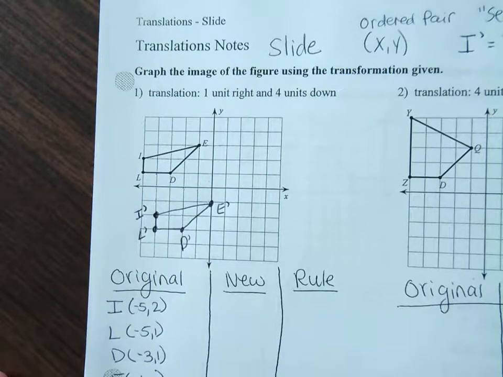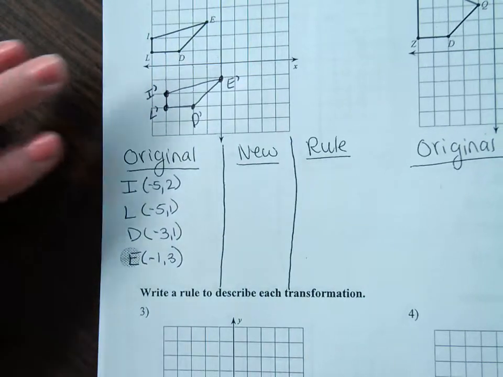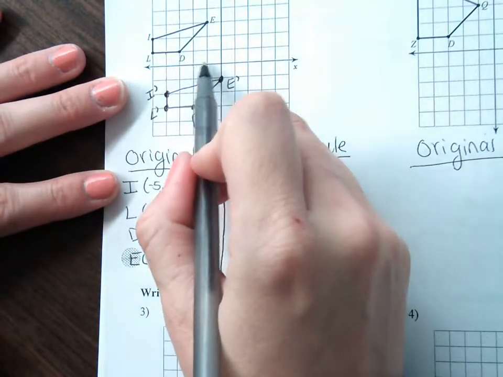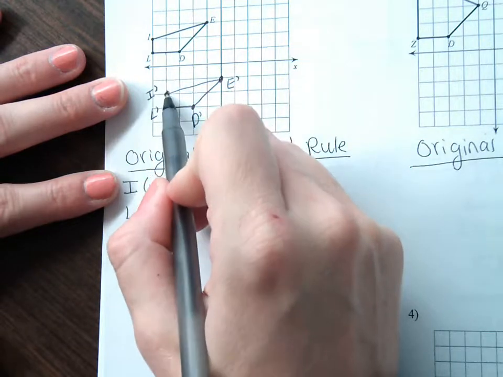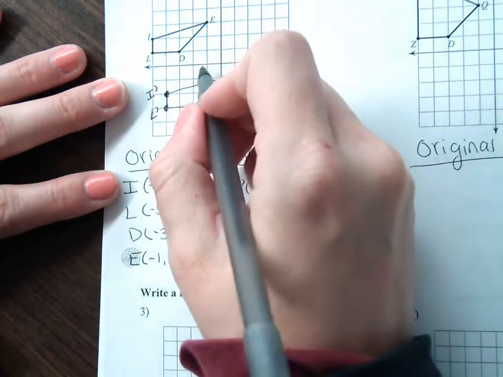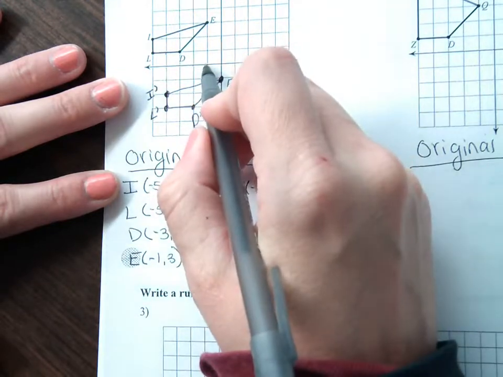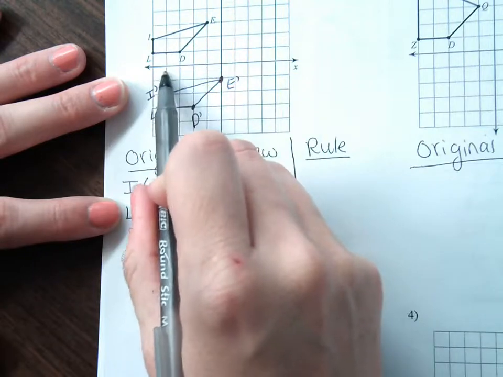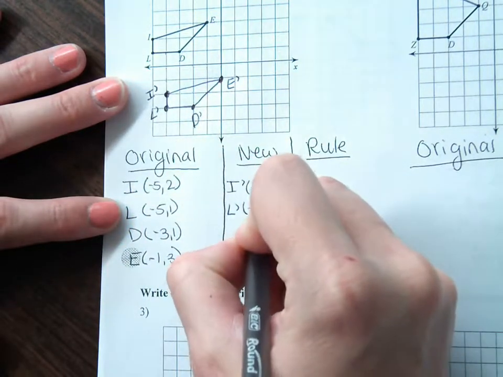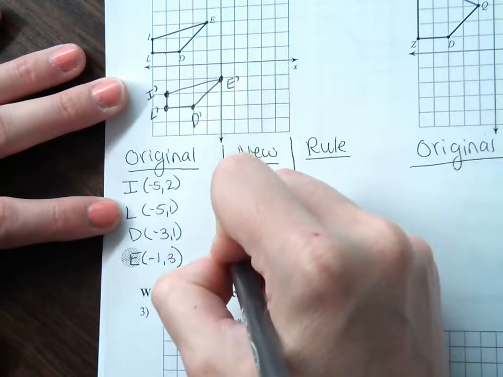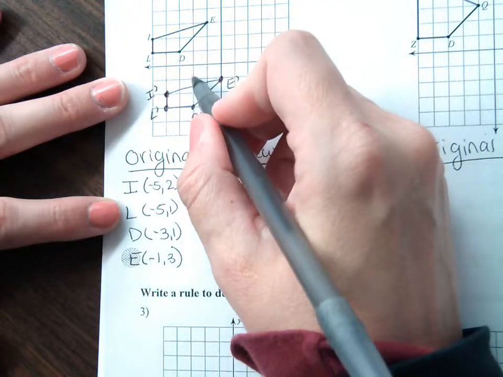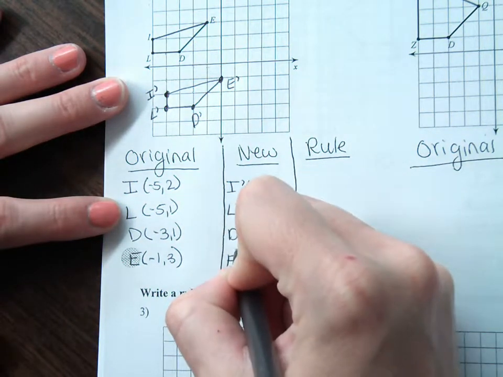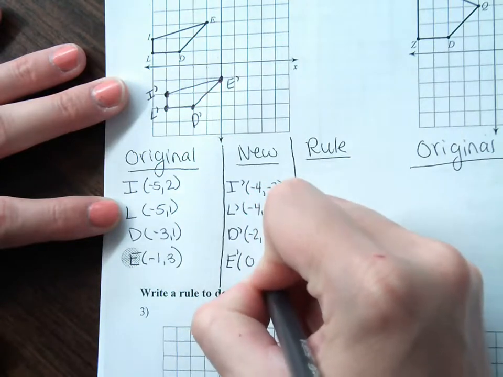Alright, so now we want to write down our new location so we can see what happens to our points. So we have I prime at negative 4, comma, negative 2. We have L prime at negative 4, comma, negative 3. D prime is at negative 2, negative 3. And we have E prime at 0, negative 1.